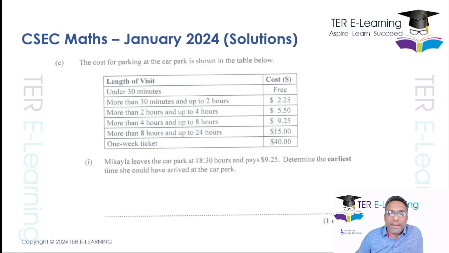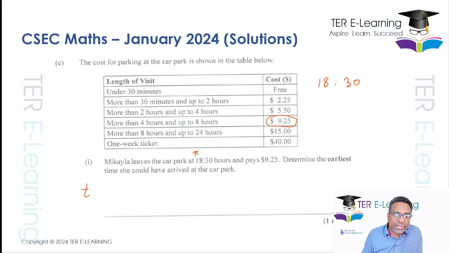Michaela leaves the car park at 18:30 and pays $9.25. Determine the earliest time she could have arrived at the car park. In this case, we know the time that she left the car park, that's 18:30 hours. Now, they told us that she pays $9.25. That's the amount that she's paying, which means the time interval for which she stayed, right?